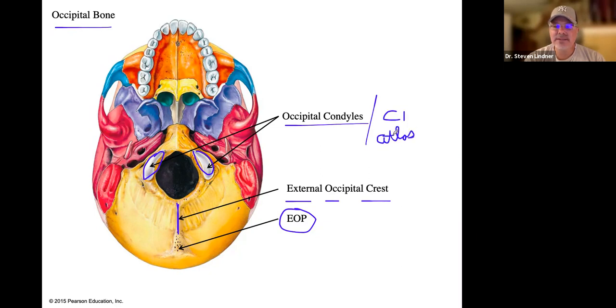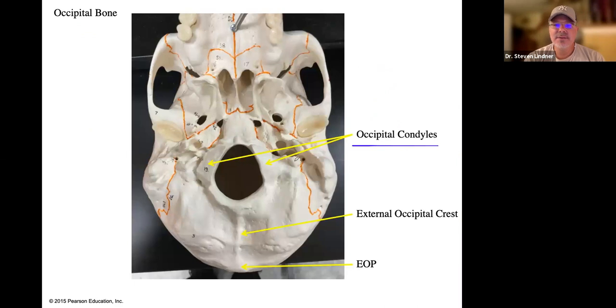C1 is the atlas because Atlas is the Greek god that holds up the world. The world is your skull, which holds the brain. These occipital condyles are nice and smooth, and they have this convex shape. When you nod your head, just nodding yes, not using your neck for flexion and extension, that takes place between the atlas and the occiput. And here on the skull are the occipital condyles, the external occipital crest, and the external occipital protuberance.